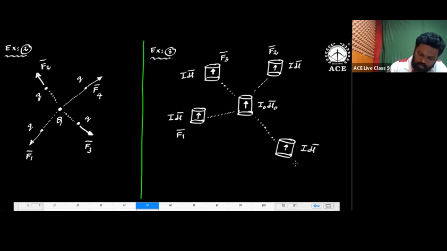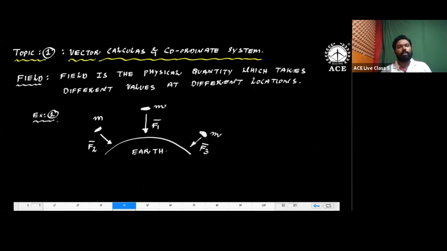Here it is I dL, F4. That means if you have a current carrying conductor, and I bring the other current carrying conductor at the different points, the force experienced is different. Read the statement that I have given. A field is a physical quantity which takes different values at the different locations.